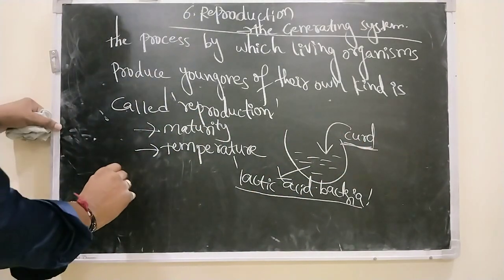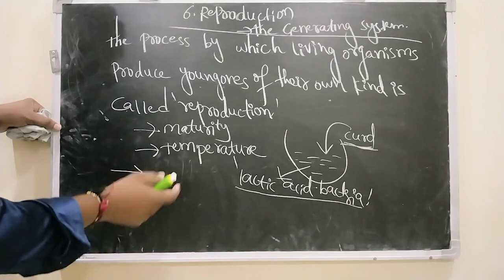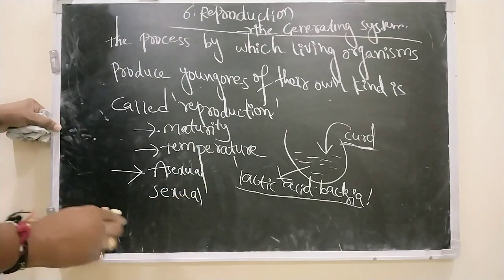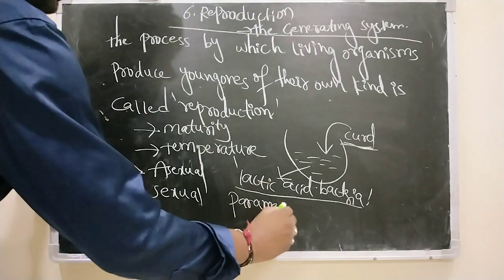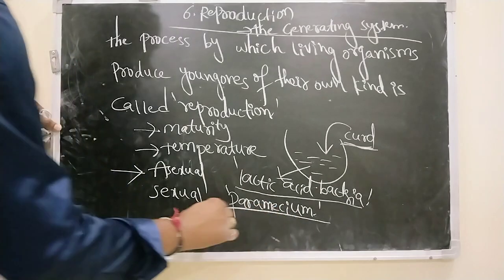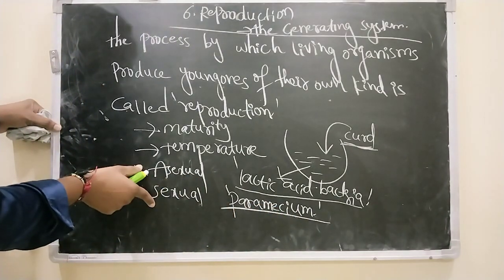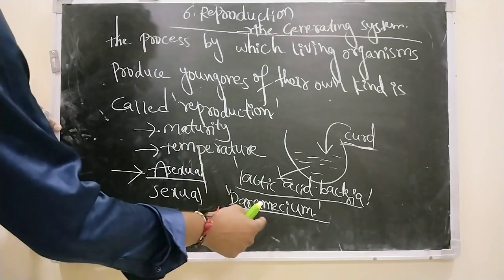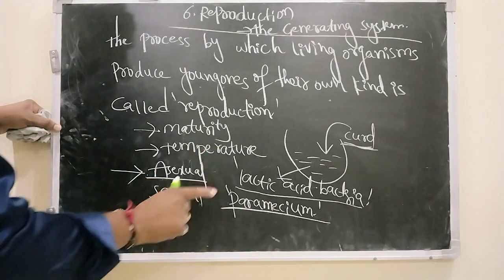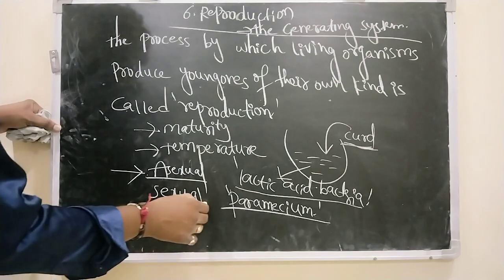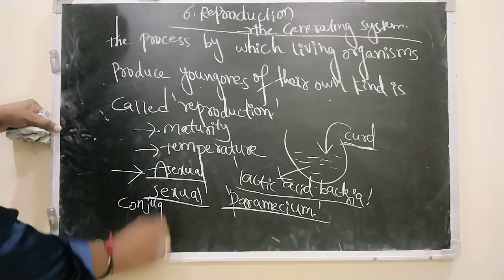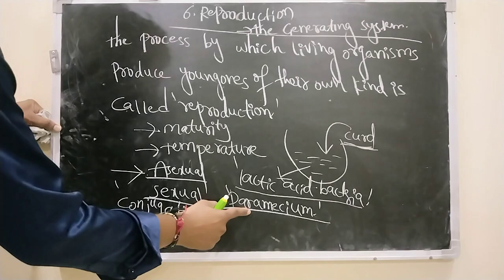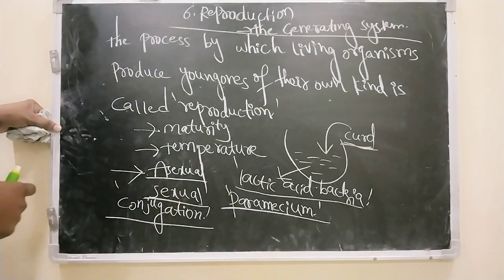Next, reproduction is of two types. One is asexual reproduction, another is sexual reproduction. Some organisms like paramecium, which is a single-celled organism, undergo both types of reproduction depending upon the situation. Due to repeated binary fissions in asexual reproduction, in certain generations the paramecium loses its energy. To regain the lost energy, it undergoes sexual reproduction called conjugation. Conjugation is a type of sexual reproduction where the nucleus is exchanged between two paramecium.